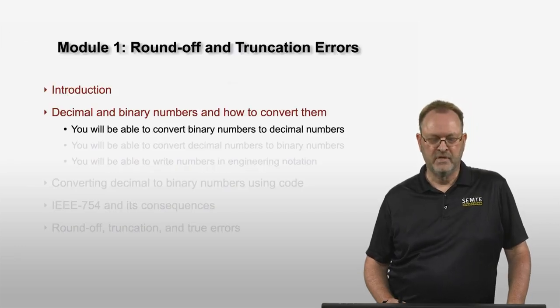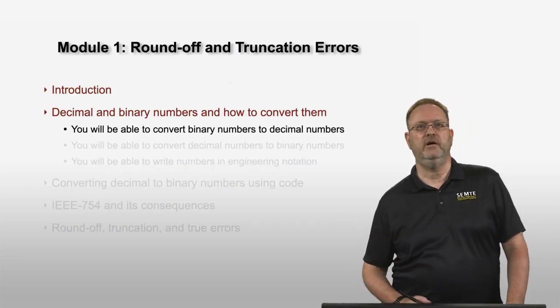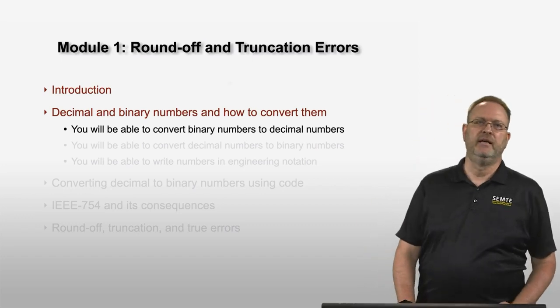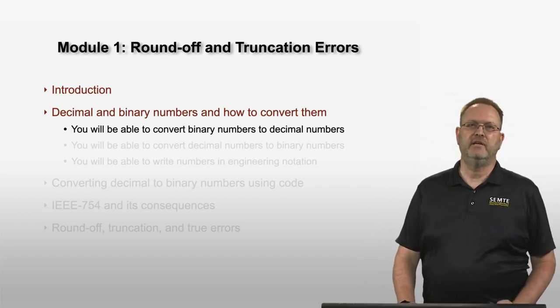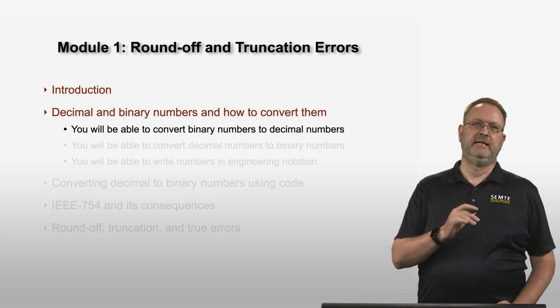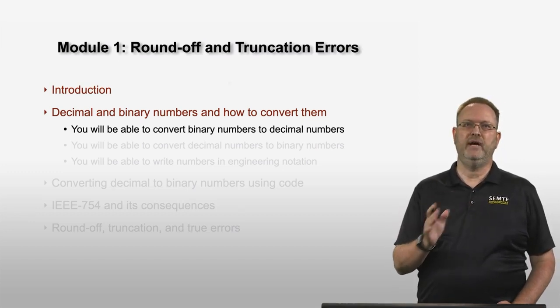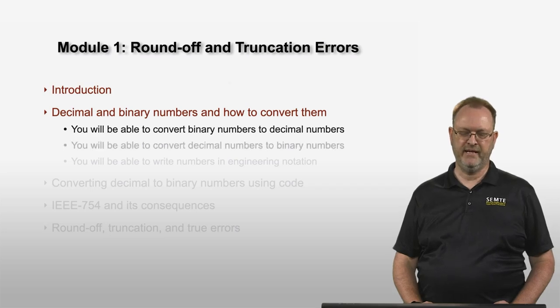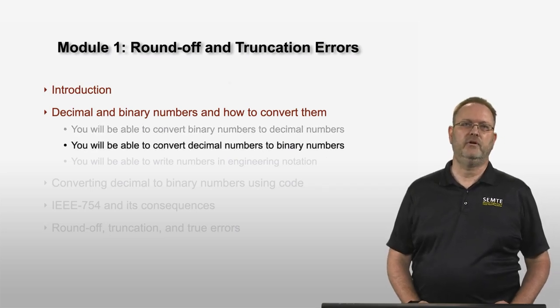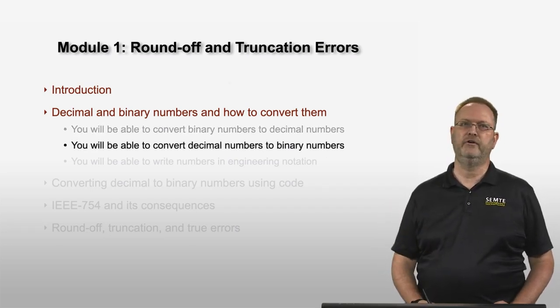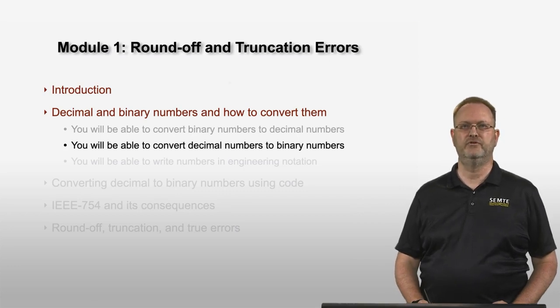13.375. Okay, so in this video, we've done a brief introduction. And then we've looked at how decimal and binary numbers are converted, how we go from a binary number to a decimal number specifically. And in the next video, we will look at how we do the reverse. How can we convert a decimal number to a binary number?